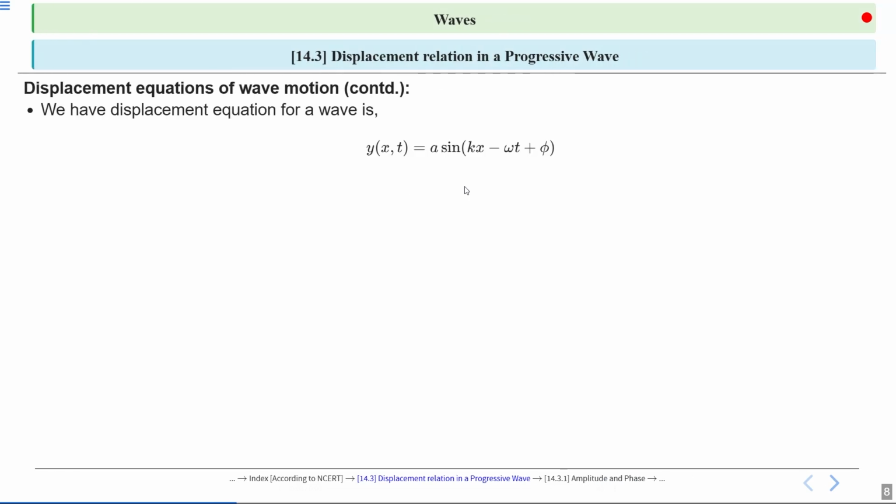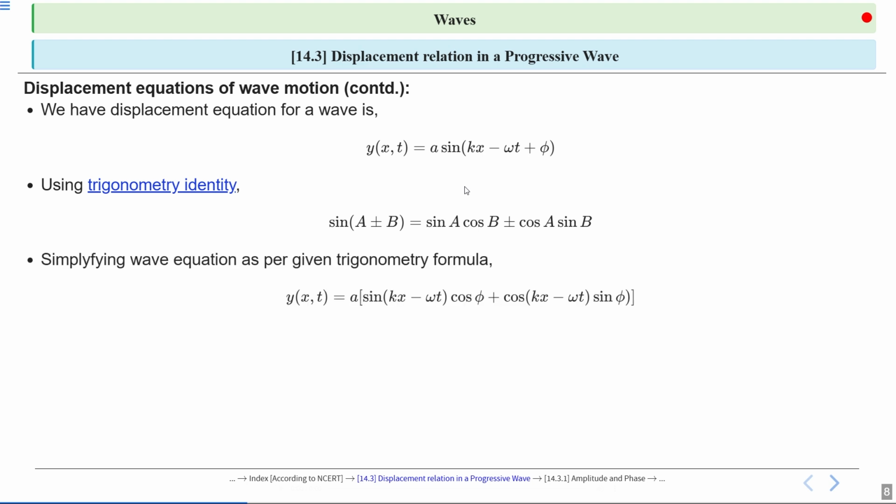Now, here we see the general displacement equation for a wave, that is y of x, t is equal to A sine (kx minus omega t plus phi). So, using the trigonometric identity, that is sine (a plus b), or we can say sine (a minus b), is equal to sine a cos b plus or minus cos a sine b. This identity helps us break down the sine of a sum or a difference into simpler parts.